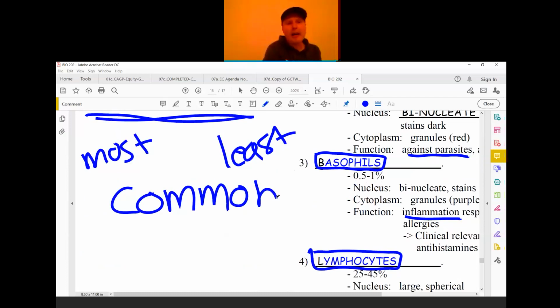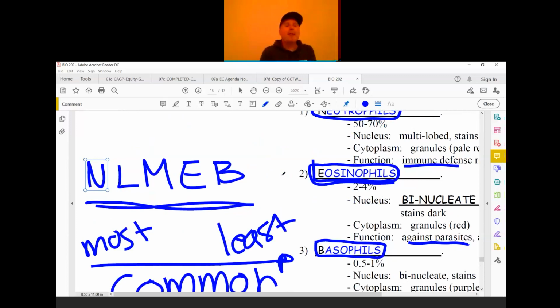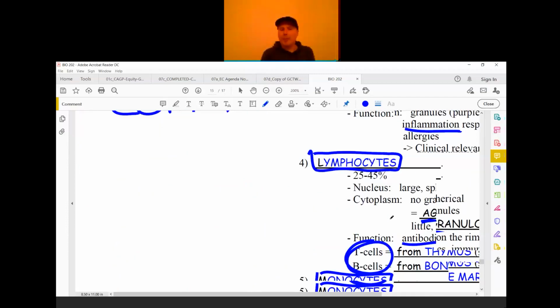I can tell you that I am going to ask in an exam for you to organize the different white blood cells based on how common they are, from the most common to least common. And you will be given those different white blood cell types, but you have to organize them. So for that reason, I wrote the first letter of each one there. And we're going to go to the next page to see why I wrote that down.